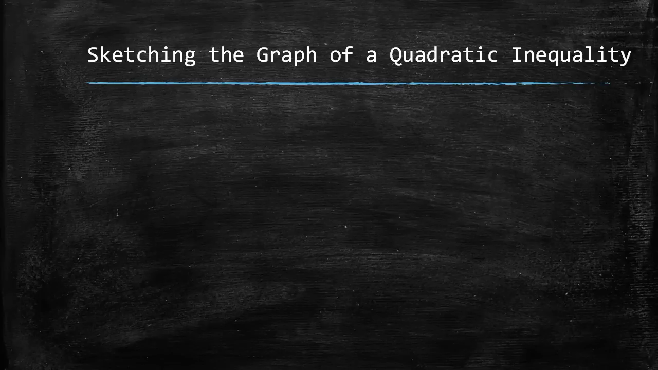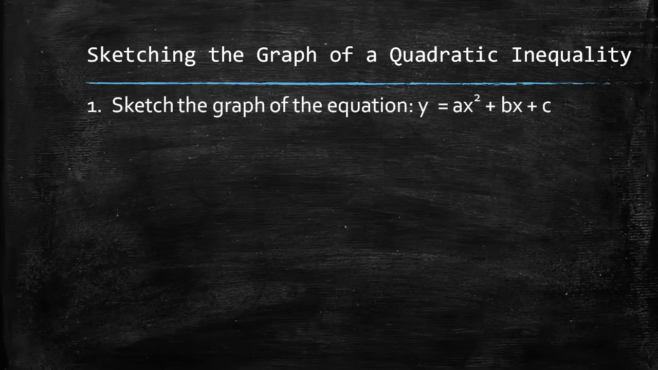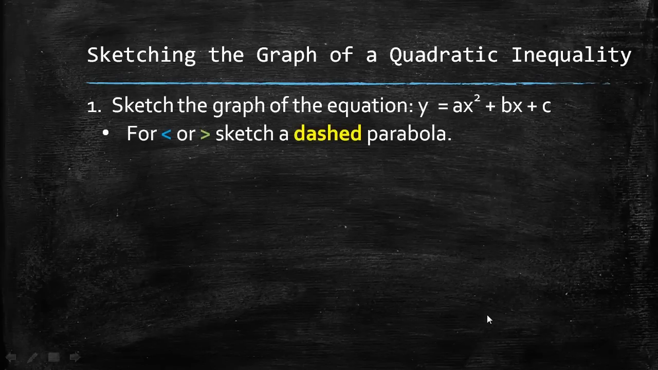Here are the steps to sketching the graph of a quadratic inequality. Step 1. Ignore the inequality and sketch the graph using the equation y equals ax squared plus bx plus c. What this means is use this function to find your vertex, your roots, and to create an input-output function table. Once you find that, for less than or greater than, sketch a dashed parabola.